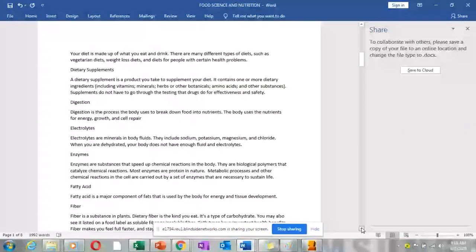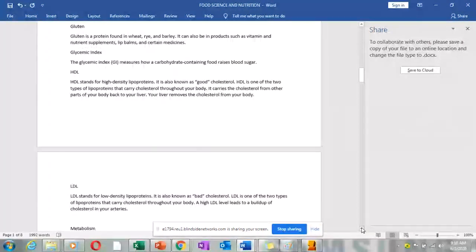High density lipoprotein. So this is the good cholesterol. We call it HDL, or high density lipoprotein. And of course it is actually used in the body, and the excess of it can be removed from the body through the liver.